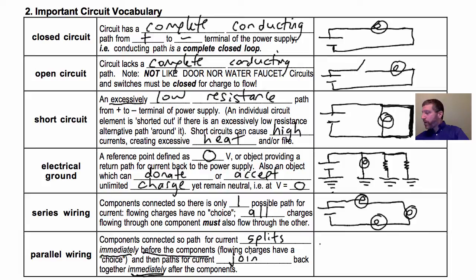I'm just going to draw a parallel circuit right here. We've got our battery right here. Here is one light bulb, and here's another light bulb. Both of those are in parallel. It splits right before them, and then it joins back together right after those two. So that is parallel wiring.